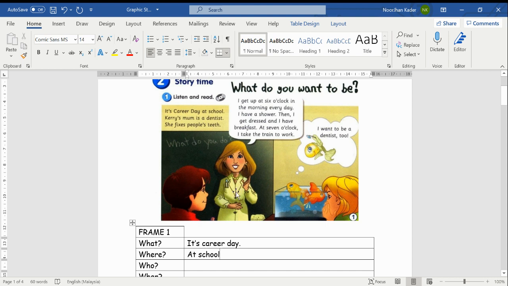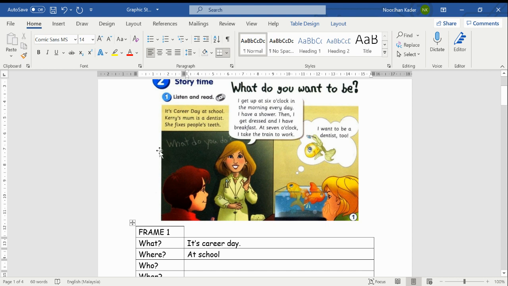But actually in this story, the audience are not active characters. The active characters are the lady and also the goldfish. But the main character will be the lady who is speaking. Because she is speaking. You can see the speech bubble here.